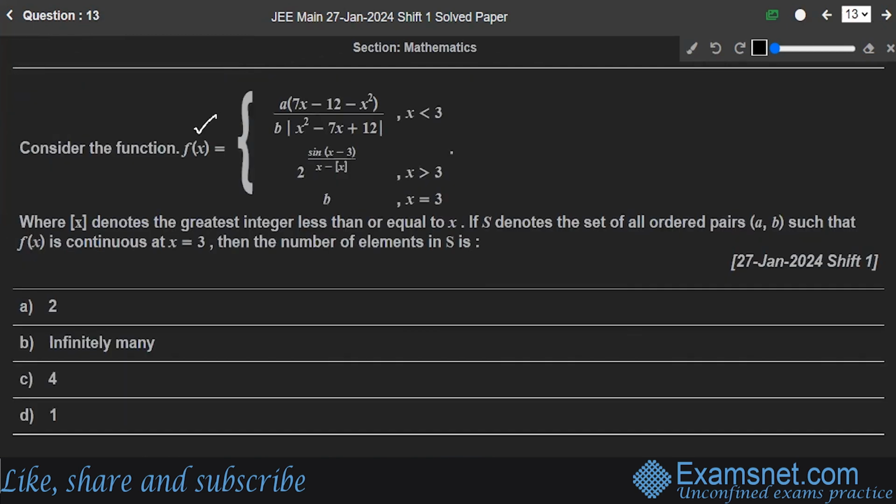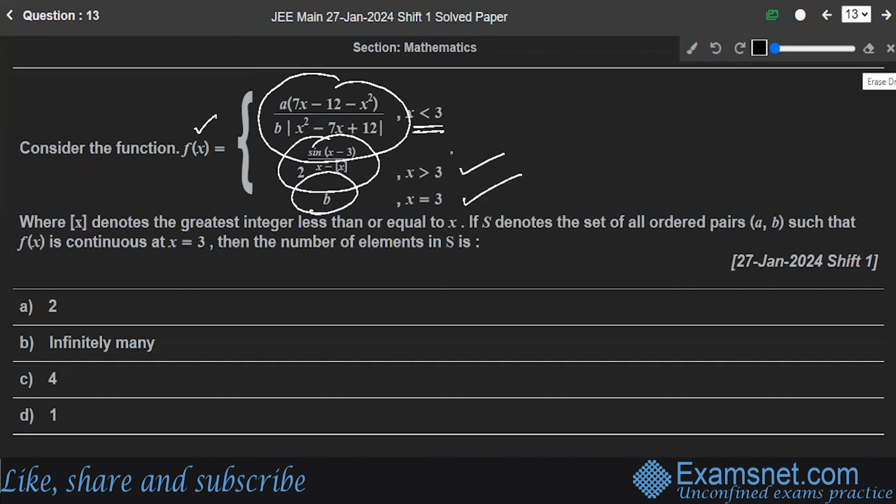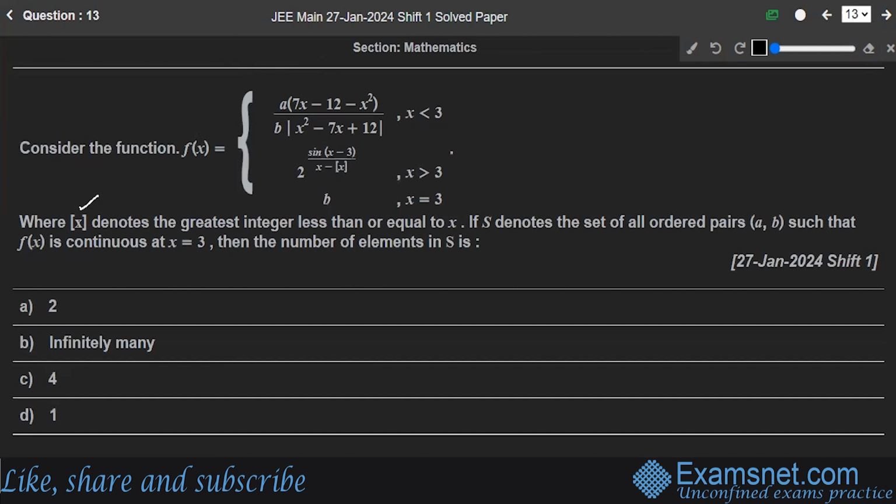Consider the function f(x) for which you are given that this is equal to this for x less than 3, equal to this function for x greater than 3, and equal to b for x equal to 3. Now, you are given that this denotes the greatest integer function, less than or equal to x. If S denotes the set of all ordered pairs (a, b) such that f(x) is continuous at x equal to 3, then the number of elements in S is.